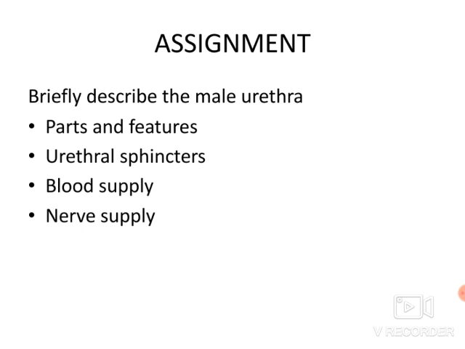Then describe the male urethra under the following headings. One is the parts and features. The urethral sphincters, the internal and external urethral sphincters. The parts, which are the prostatic part, the membranous part, and the spongy part, and the features of those areas. Then the blood supply of the urethra and its nerve supply.